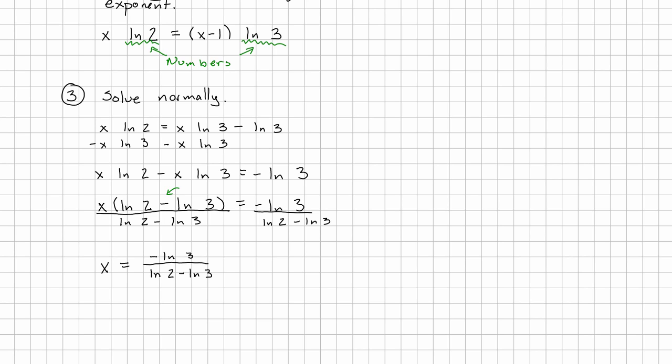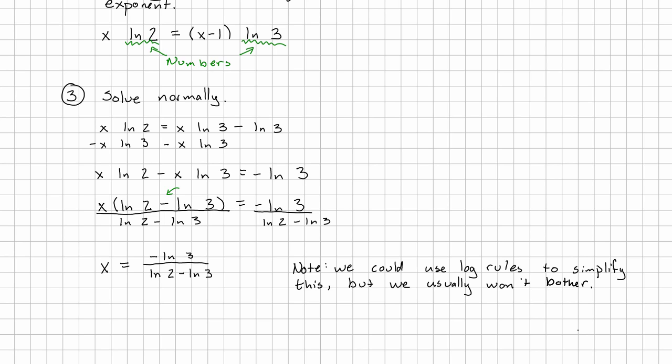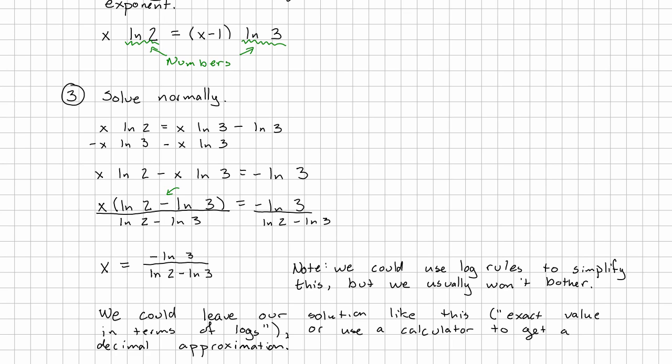Now, if we really, really wanted to, we could use log rules to rewrite this. But we usually won't bother. We'll only bother with that if we have a very specific goal in mind. If we want an exact answer, we could leave our solution written just like this, leaving our answer as the exact value in terms of logs. Or we could use our calculator to get a decimal approximation.